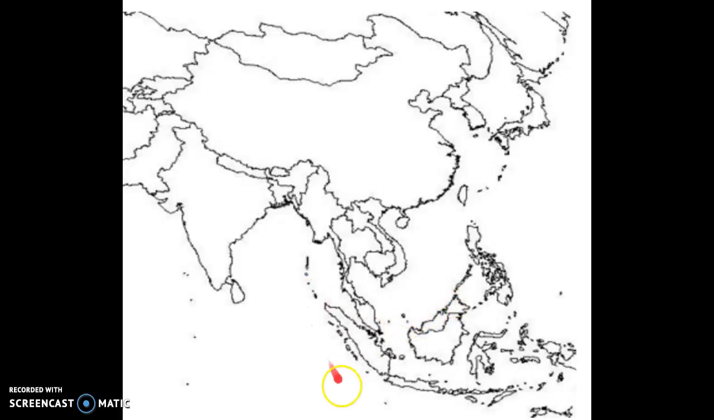So then these islands here, this is gonna be Indonesia. Even though this smaller part right here, this is gonna be East Timor. And then these chains of islands right here is the Philippines. Okay, so now let's talk about physical features.